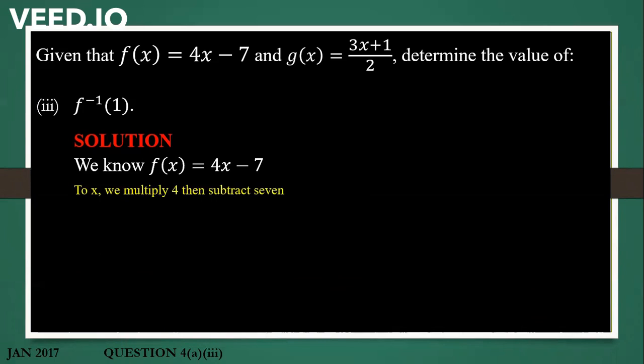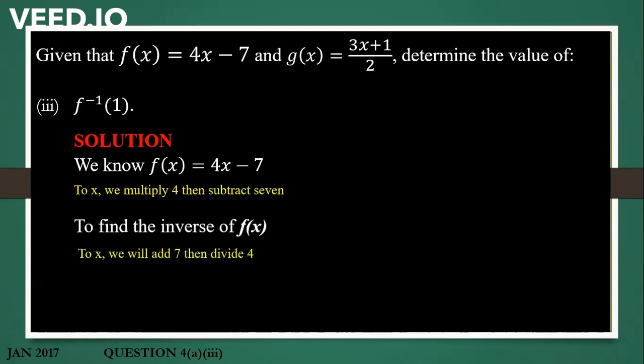So how did we get 4x minus 7 for the function? To x, we multiplied 4, then minus 7. So to determine the inverse of the function f of x, we are going to reverse this process. So to x, we will add 7, then divide by 4. This will give us the inverse of the function, which is (x plus 7) all divided by 4.